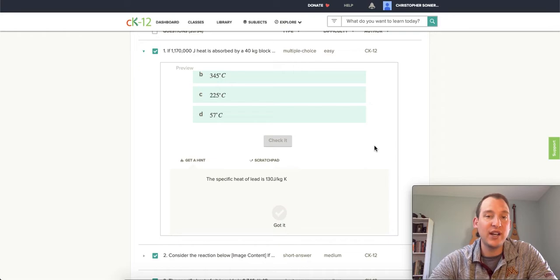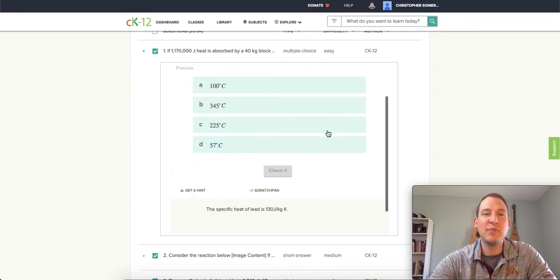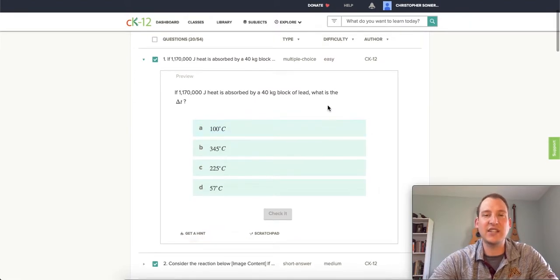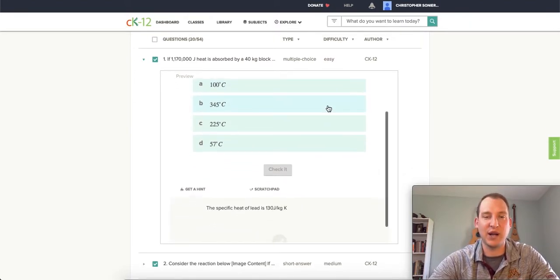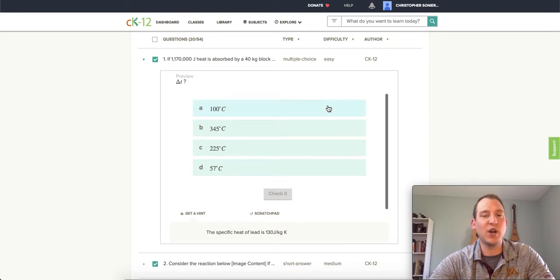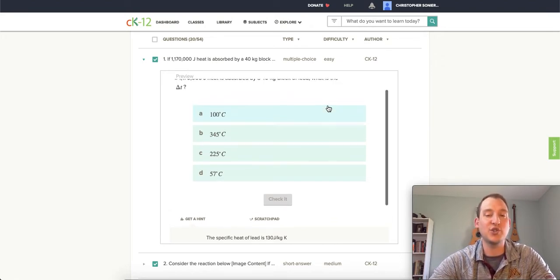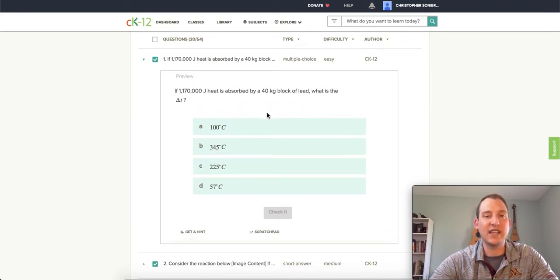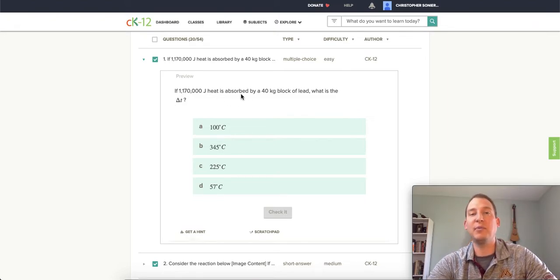Now, the nice thing you can do is get a hint here, because I don't necessarily expect you to remember that the specific heat of lead is 130 joules per kilogram. But once you know that, you can look at this and it becomes a relatively simple math problem. So if the specific heat of lead is 130 joules per kilogram, I know that I have 40 kilograms and I have 1,170,000 joules of heat, or thermal energy, being put in here. You can do some simple math and figure that out.